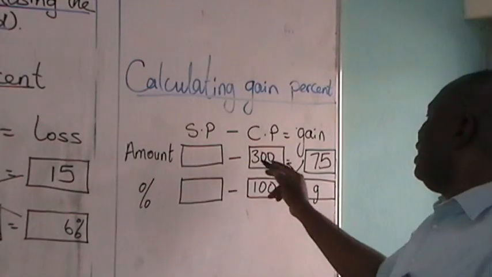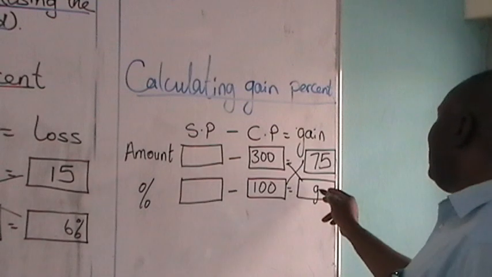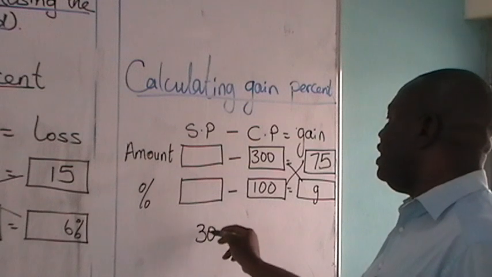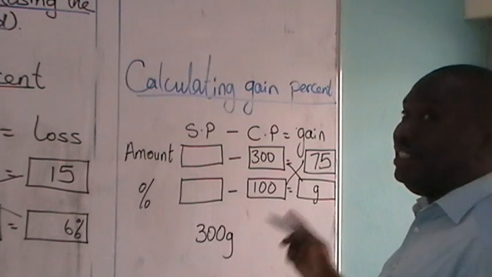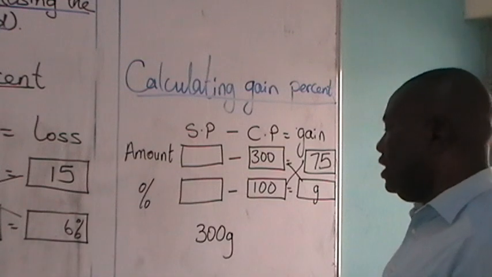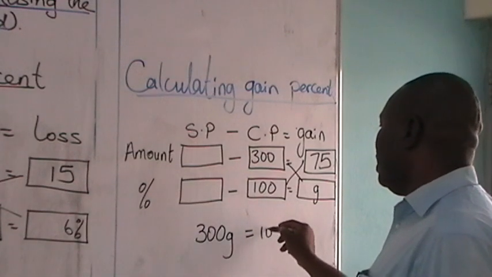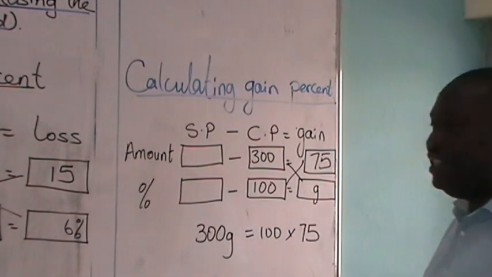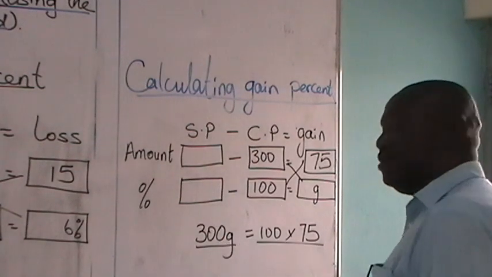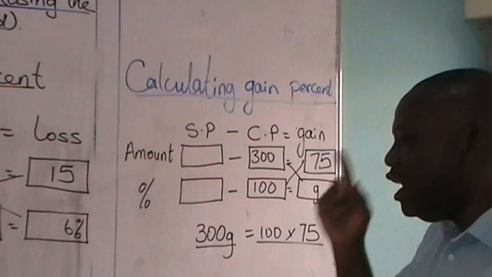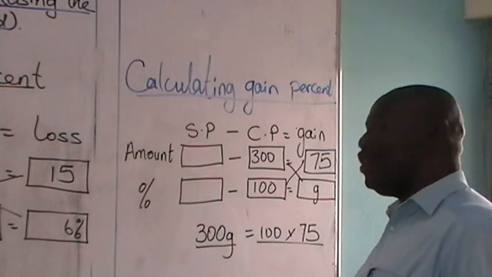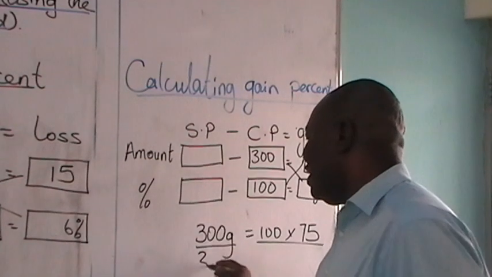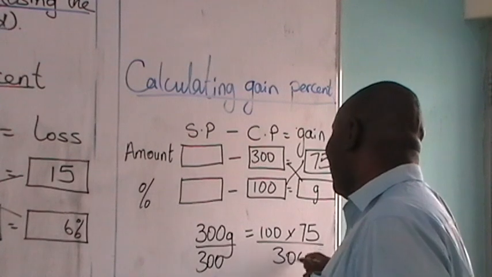All right. 300, always go with the one that has your unknown. Multiply those for us. 300 times G is 300G. Not 300 gram. 300 gain percent will now be equal to 100 times 75. We need to divide both sides by a number. Who can remind me what number that is going to be? The coefficient of G, which is what amount? 300. Divide both sides by 300.